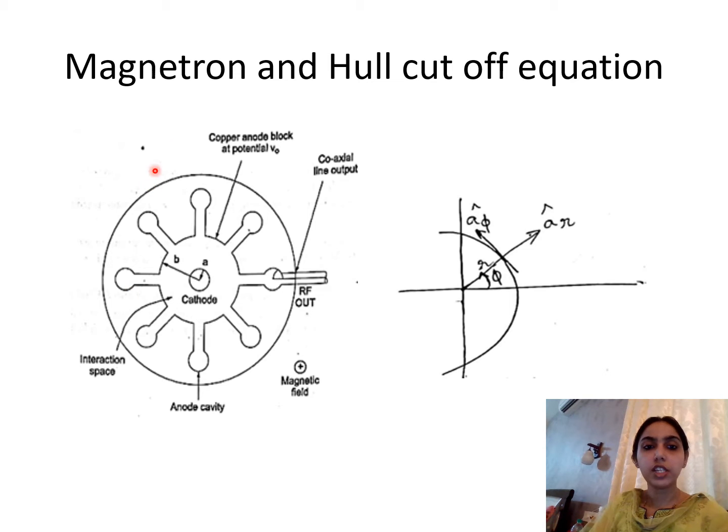In the last section we saw the working principle and operation of the magnetron. In this section we will derive the Hull cutoff equation. So this was a basic magnetron.